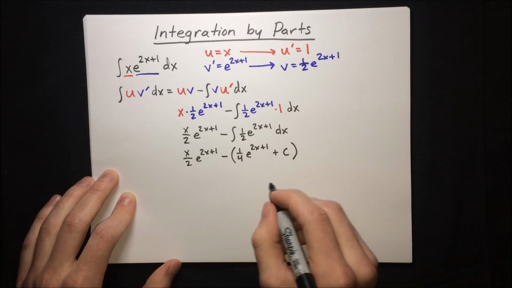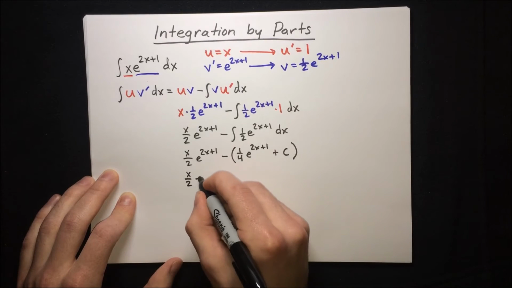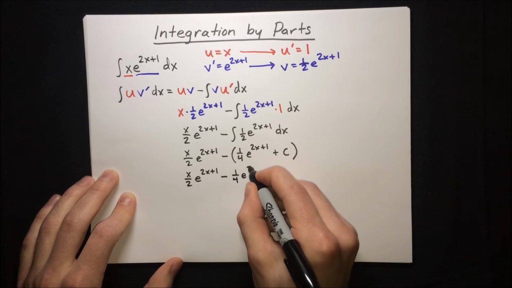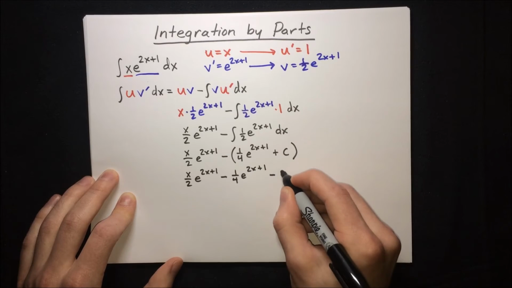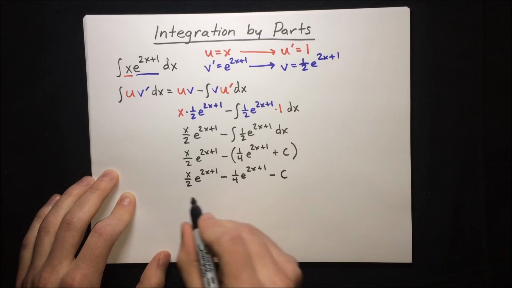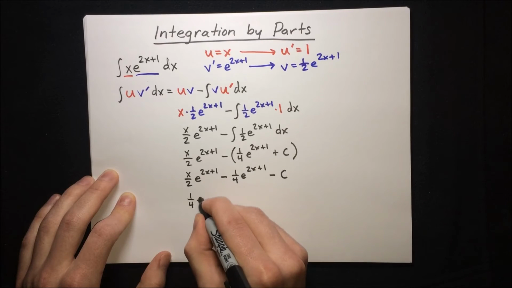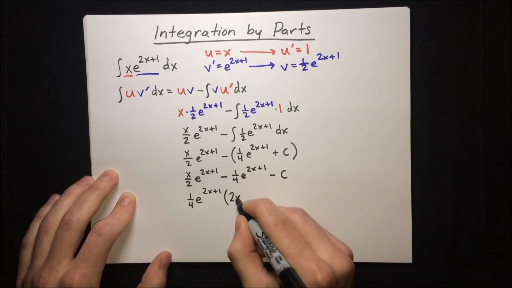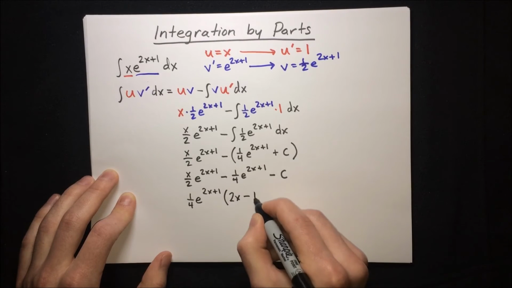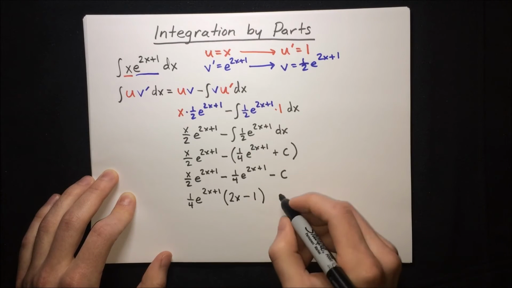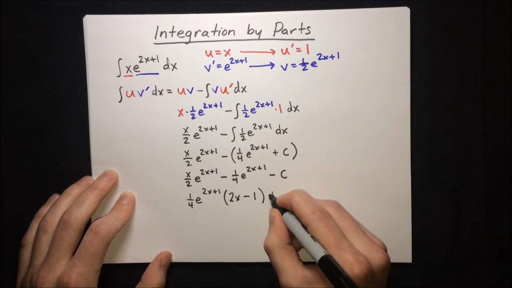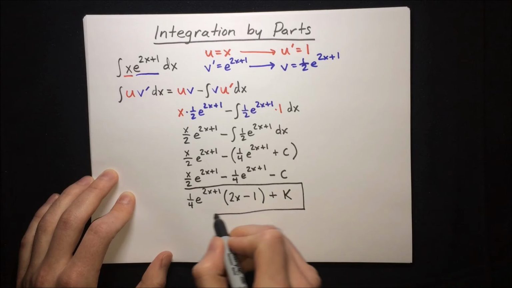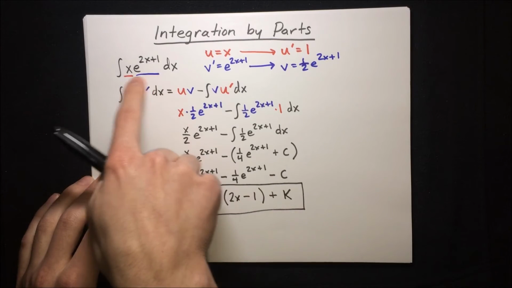And we'll just simplify a bit from here. So we've got x over 2 e to the 2x plus 1 minus a fourth e to the 2x plus 1 minus our constant of integration, and we'll go ahead and factor out 1/4 e to the 2x plus 1. That way we group up a 2x from this term, and then minus 1 from that term. And then minus c is just itself another constant, so why don't we just say plus k at the end, plus some constant k. And there we go. There's our solution to that initial integral that was hard to solve.